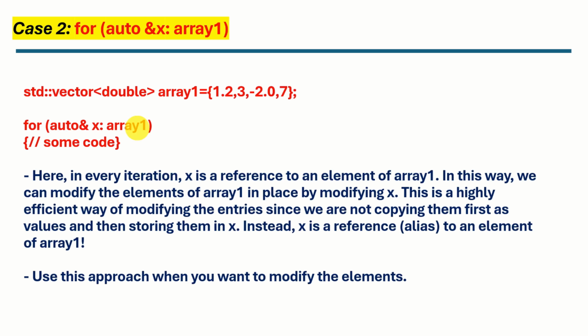This is a highly efficient way of modifying the entries, since we are not copying them first as values and then storing them in x. Instead, x is a reference or an alias to an element of array 1. We use this approach when we want to modify the elements. So let's code this example, and this is the best way to learn how to use it, that is by coding.